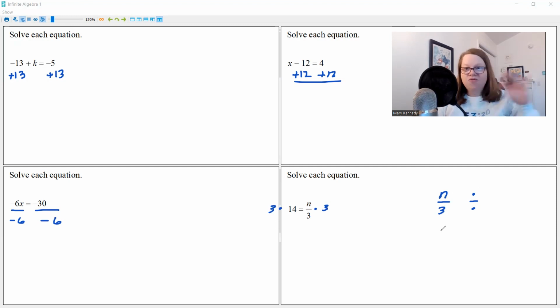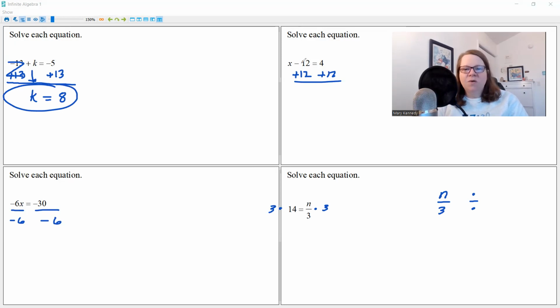Okay, so now we're ready to finish it up. Let me draw a line here. Negative 13 plus 13 is 0. It's gone. 0 is just gone. All I'm left with is the k over here equals, and then negative 5 plus 13. That's 13 minus 5, so that's 8. So that is k equals 8.